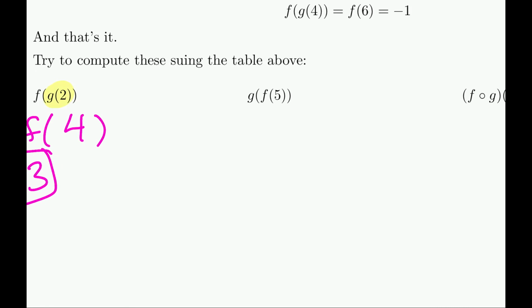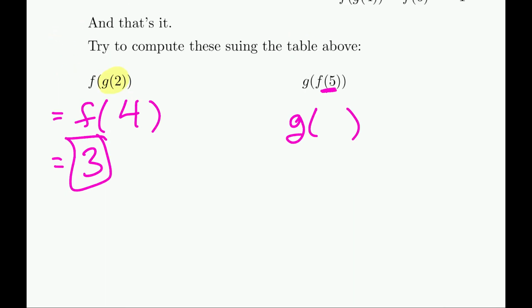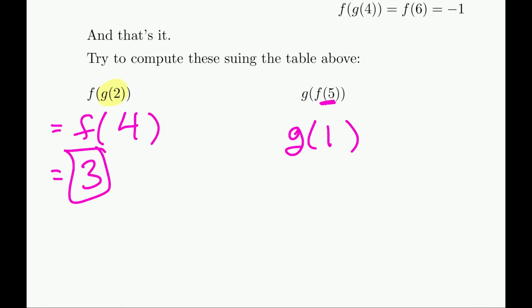g of f of 5. This time, f of 5 is in the middle. So we're going to look up f of 5 first. You do the inside first, f of 5. So you go over to 5, down to f. And right there, f of 5 is 1. So we have g of 1. We need to look up g of 1 in the table.